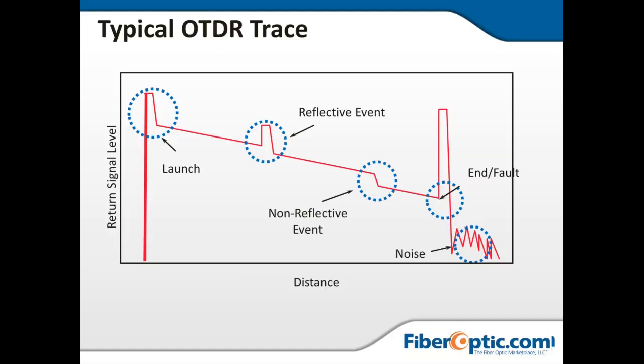But what I'm really thinking of here too is we should really call this area between the launch and this first reflective event, I would like to see it depicted as the launch box or the pulse suppressor box. This would typically be a 1 kilometer length of fiber that we would use to get the OTDR in its optimal calibration range.